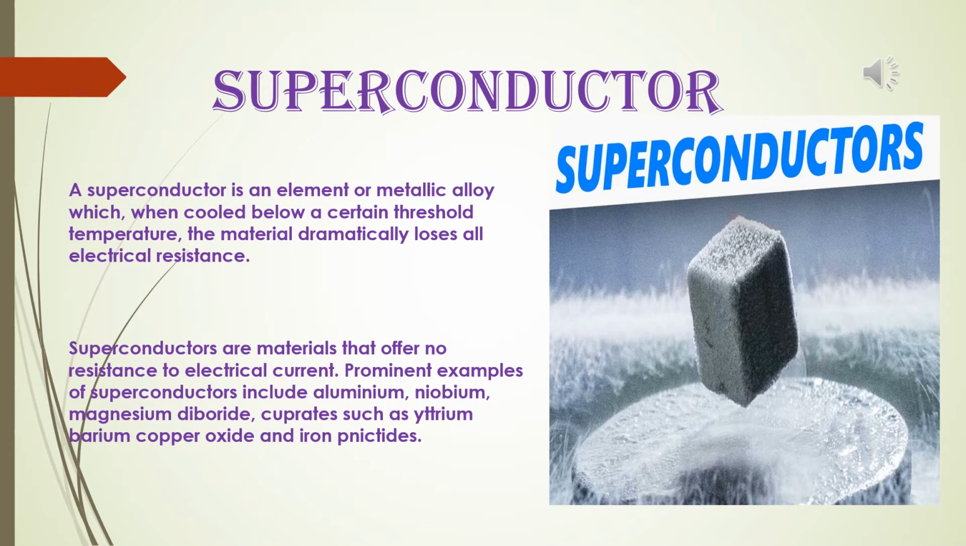Some examples of superconductors: mercury below 4.2 Kelvin, here K for Kelvin. Lead below 7.2 Kelvin, so the temperature they are mentioning. Niobium below 9.2 Kelvin, etc. The only difficulty for using superconductors is to attain such a low temperature. Researchers are in progress for discovering some superconductors which can work at comparatively higher temperature.